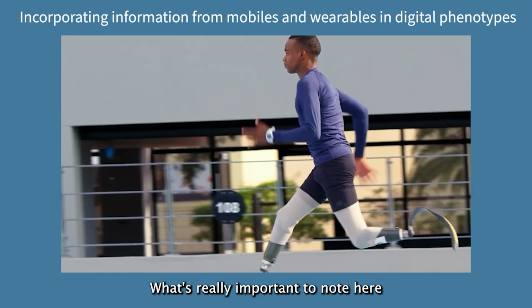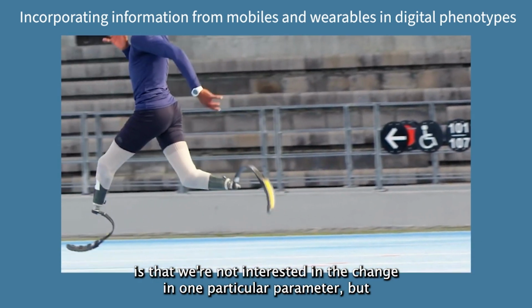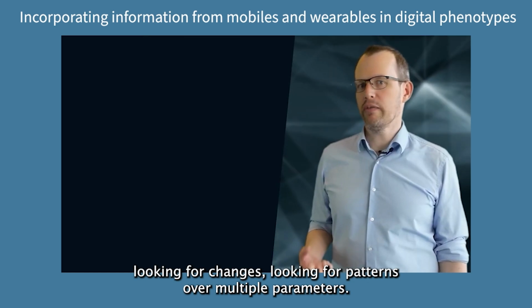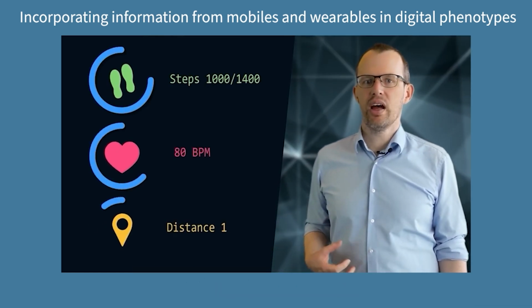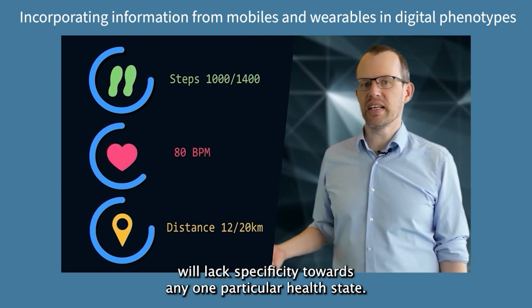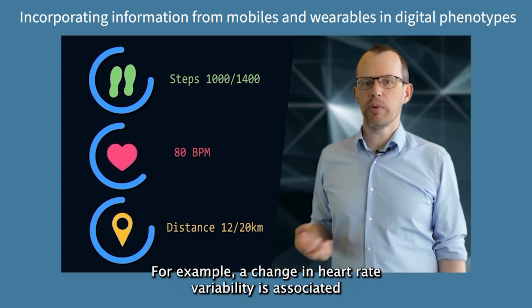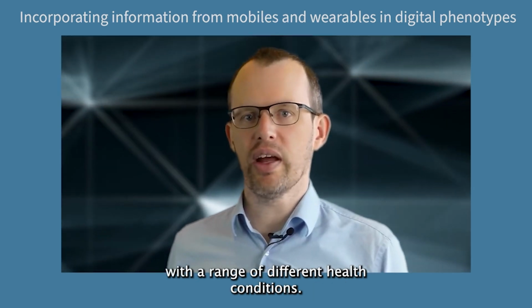What's really important to note here is that we're not interested in the change in one particular parameter, but looking for changes, looking for patterns over multiple parameters. A change in one parameter will lack specificity towards any one particular health state. For example, a change in heart rate variability is associated with a range of different health conditions.